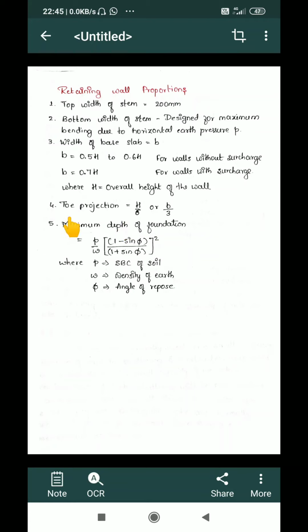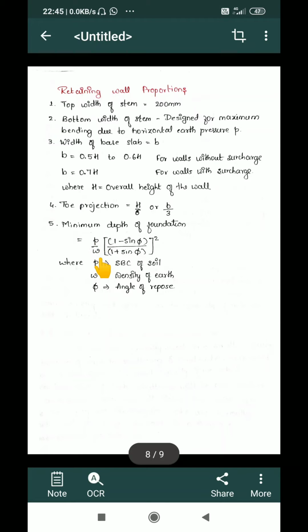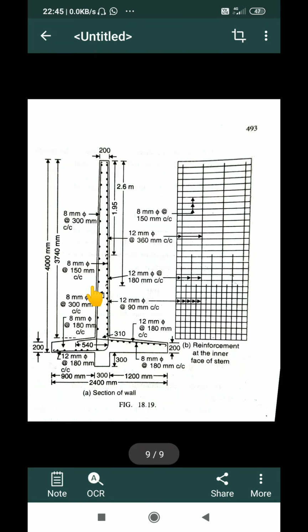Then the toe projection, in the sense the length of the toe or the width of the toe slab, I can take as h by 6 or b by 3. The minimum depth of foundation is given by p by w times (1 minus sin phi divided by 1 plus sin phi) the whole squared, where p represents the SBC of the soil, w represents the density of earth, and phi represents the angle of repose of the soil material.